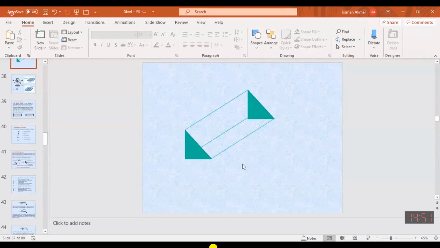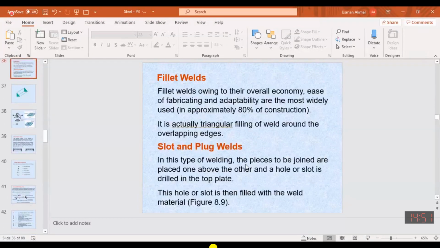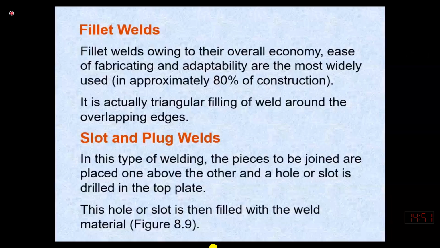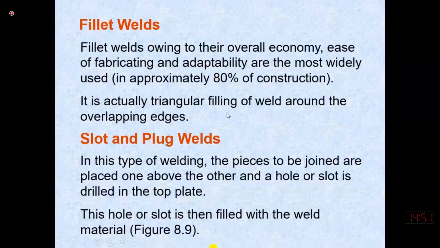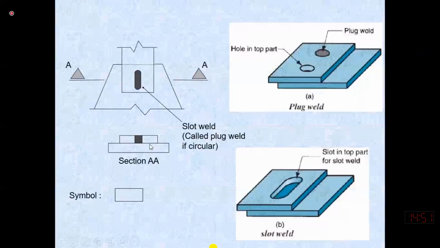So mostly we are providing this fillet type of the weld in most of the welding. So it is actually triangular filling of weld around the overlapping, and which is having a certain length. Slot or plug weld, I will explain.